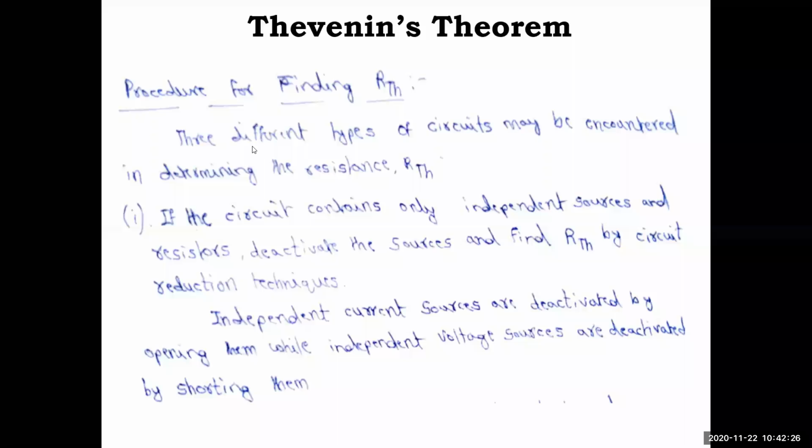So first, three different types of circuits may be encountered in determining the resistance RTH. First case: if the circuit contains only independent sources and resistors, that is what we have taken in the proof. What we'll do is deactivate the sources and find RTH by circuit reduction techniques. We have seen in the proof, we removed the E and there were R1 and R3 in parallel and R2 in series with that, right? Easily we find it out, no issues. Independent current sources are deactivated by opening them, and independent voltage sources by shorting them. That's what we have done. In general this question is asked, but complex questions will come.